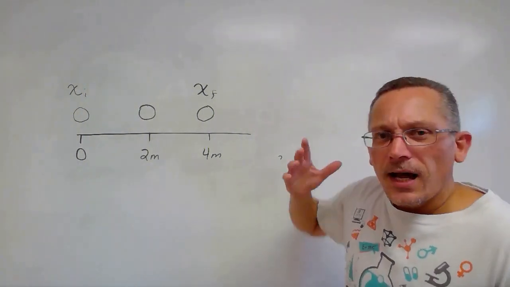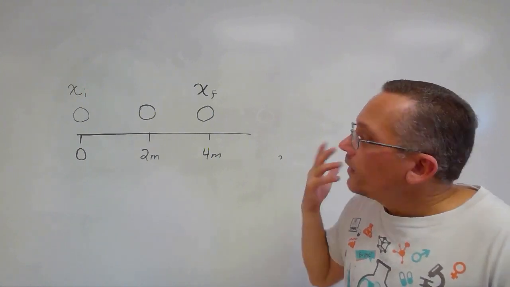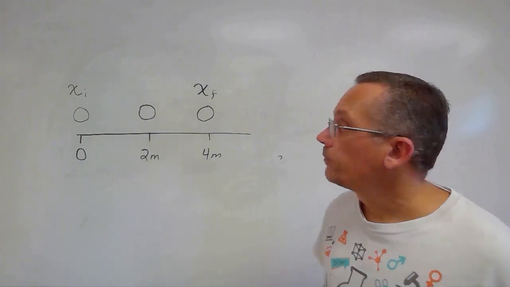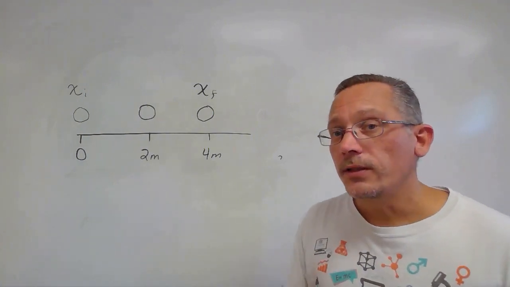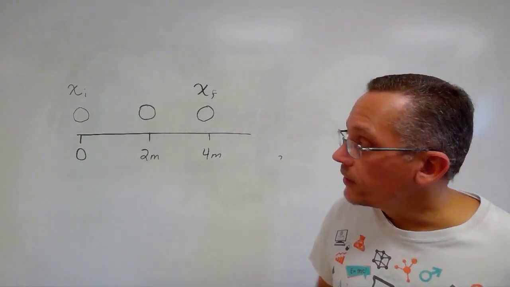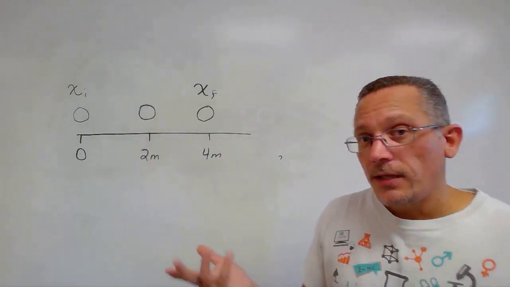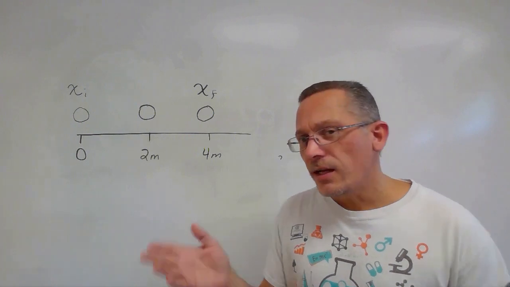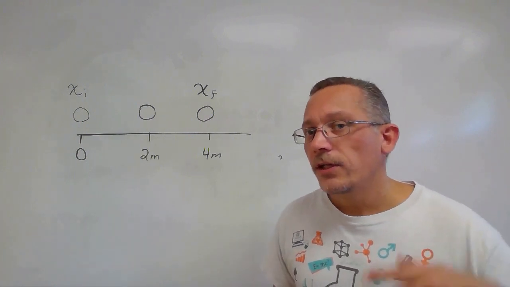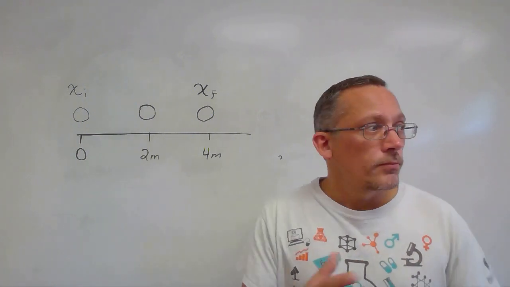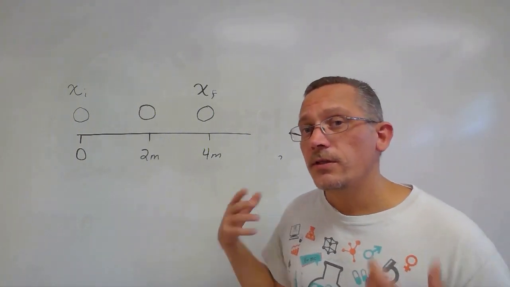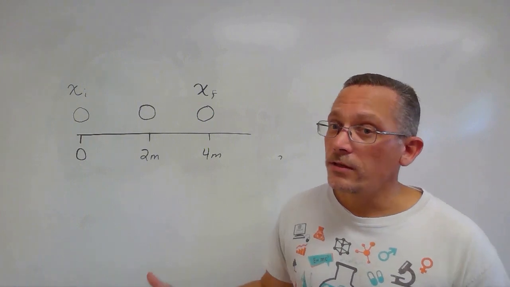Okay, so how far did my ball move? When we talk about how far something moved, we call it the displacement. The displacement is basically how far it is from where it started. It's not exactly the same as how far it went, because how far it went depends on the path it took. We'll talk about that in a second. But this is what's called the displacement.